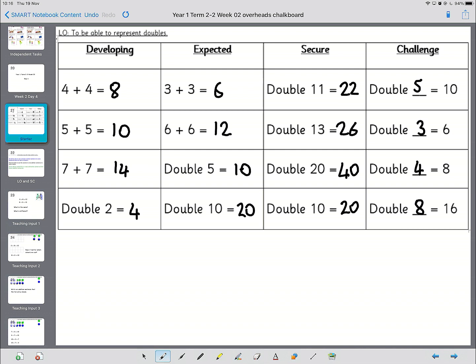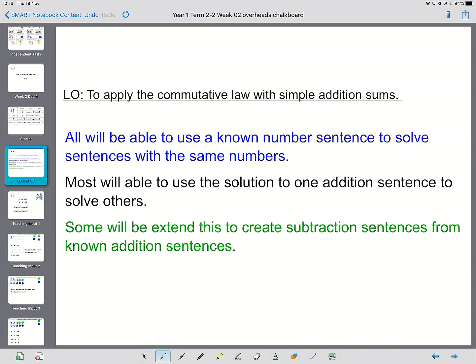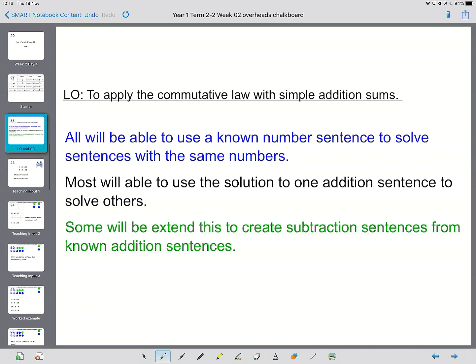Okay, so here we go. For today's lesson, we are going to be able to apply the commutative law with simple addition sums. So for the most part, we're going to be building addition sums, addition sentences this week, today, but then we're going to move it on to have a think about subtraction later. Okay, so here we go.